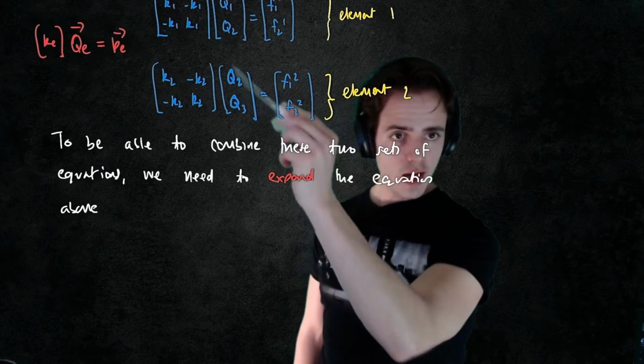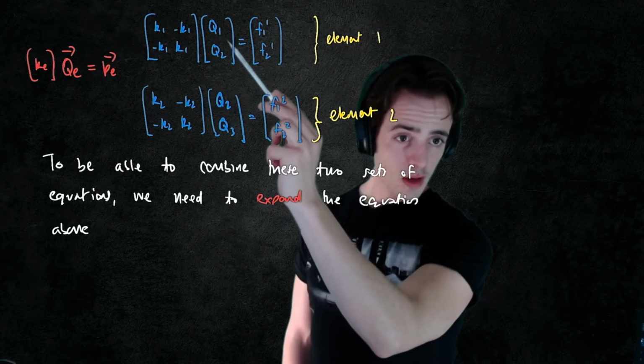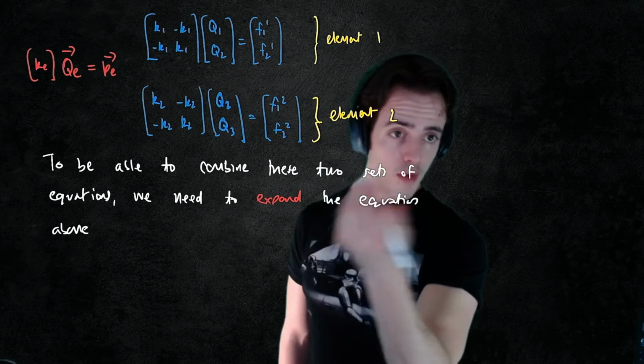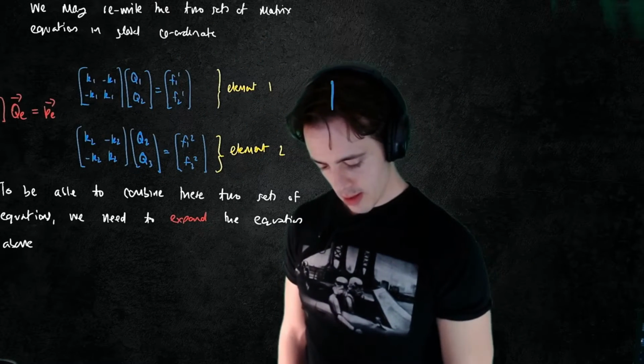So in order to do that, I can see that this one here is Q1 and Q2, and doesn't have a Q3. This one here is Q2 and Q3, and doesn't have a Q1. There's no reason why we can't just put them in there. So let's go through and do that operation.